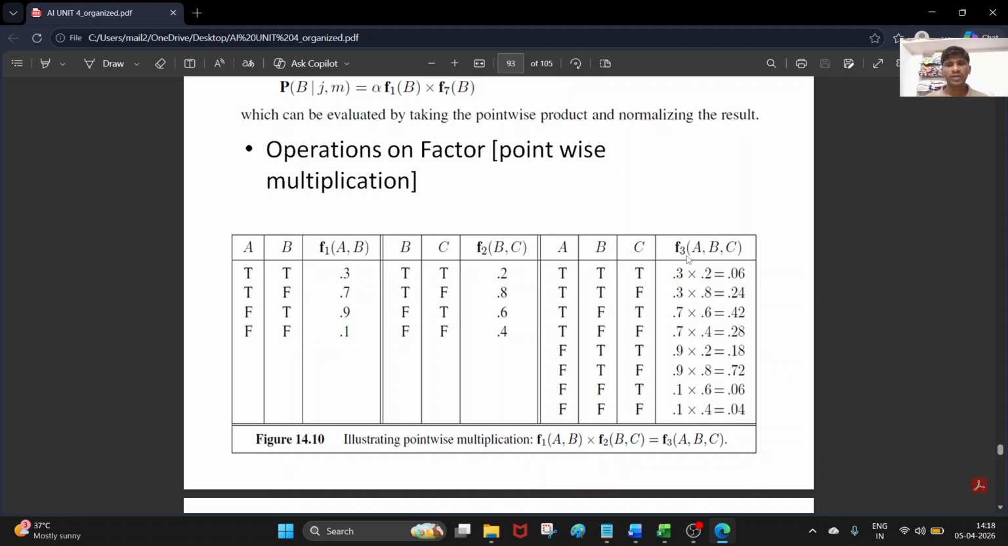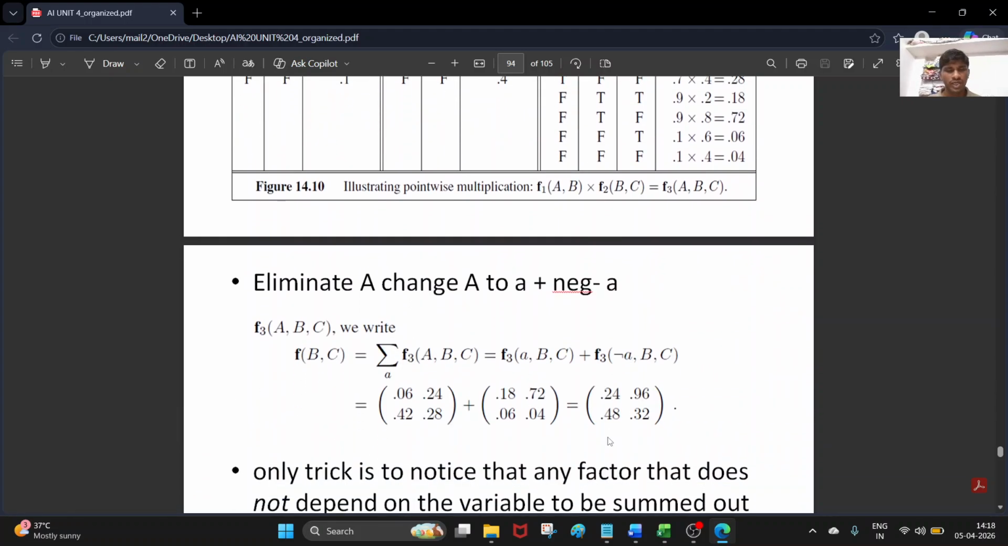First, you have to calculate f3 of A comma B. So you have to multiply an A and B value. When it is true, it is 0.3. Next B comma C, f3 of B comma C is 0.2. We have to multiply these two, then you will be getting the value. Likewise, you have to calculate all the 8 combination values. At last we can do the point-wise multiplication.